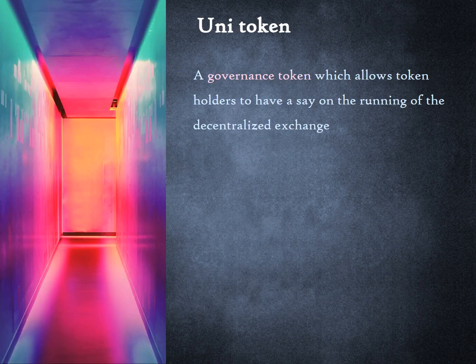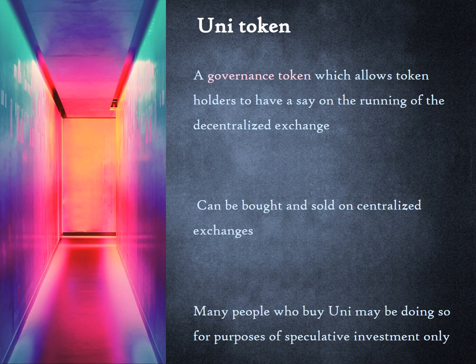Uni is a governance token which allows token holders to have a say on the running of the decentralized exchange. Think of it as conferring the voting rights of a share but not ownership rights. Uni can be bought and sold on centralized exchanges. Many people who buy Uni may be doing so for purposes of speculative investment only.